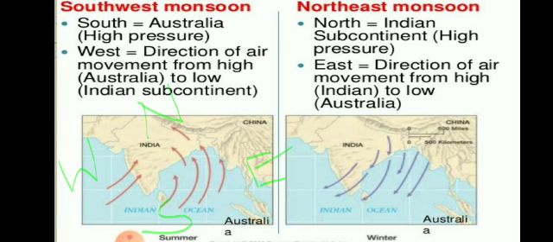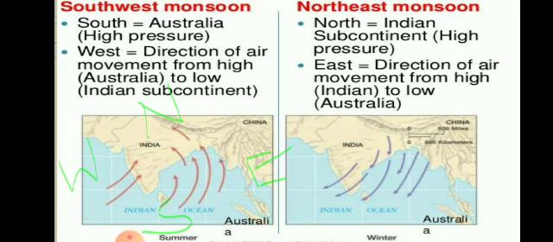You can see in the picture high pressure. In the west, I have written W. The direction of the movement is from high to low, that is the Indian subcontinent. So here they are moving and are called southwest monsoon.